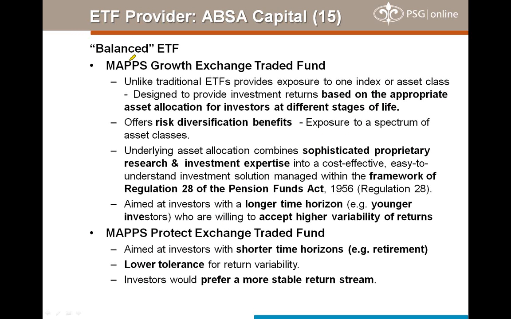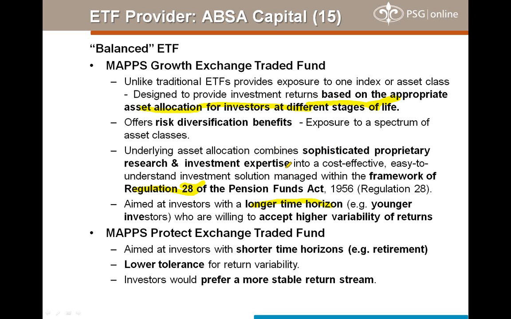APSA has this thing called MAPS. Basically, I like these things in the sense that they are lifestyle ETFs, if you were to call it lifestyle. So it's asset allocation based on your different stages of life. The growth fund is obviously more for a younger person, someone with a longer time horizon, but also they're compliant with what they call Regulation 28 of the Pension Funds Act. So it's more for the younger guy.